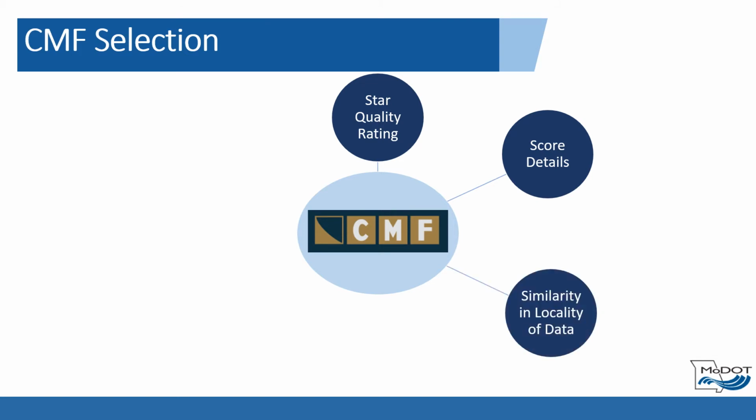Similarity in locality of data. Information related to the specific geographic region that the CMF was developed is provided for the user. It is preferable to use the data based on similar topography, weather, and other factors if possible. Traffic volume range. A range of traffic volumes used in the CMF development is provided for the user to select the most applicable CMF. It is at the analyst's discretion whether to allow for going out of range if no other CMF is applicable.